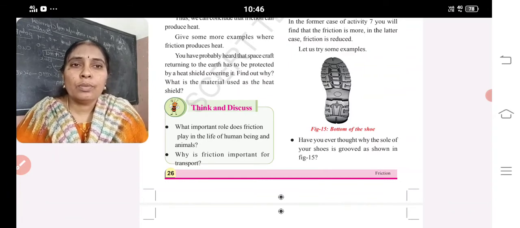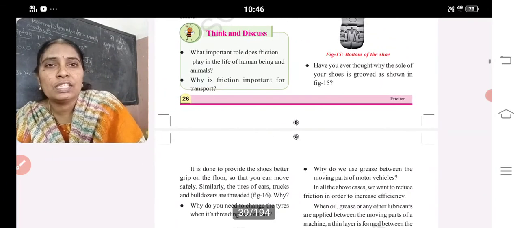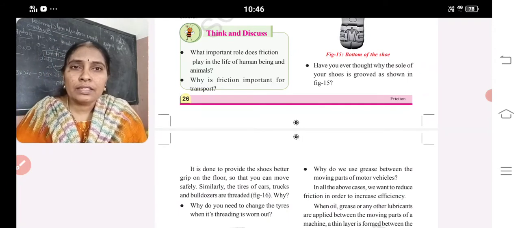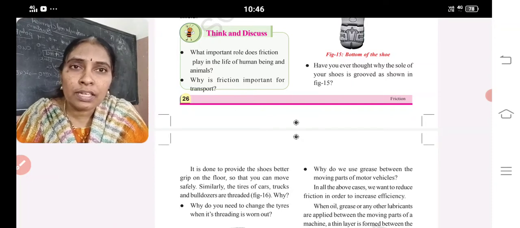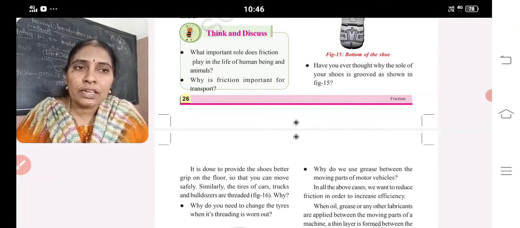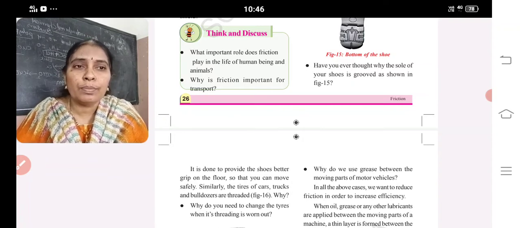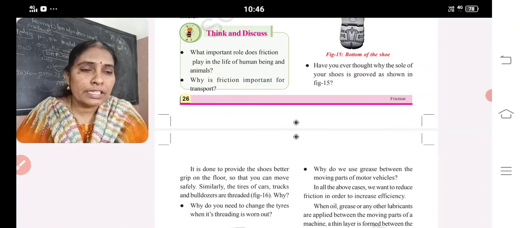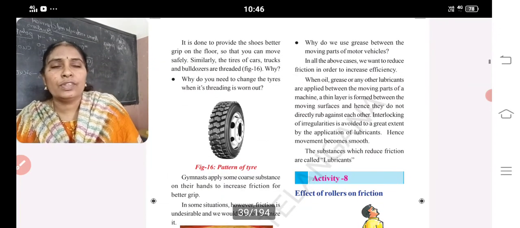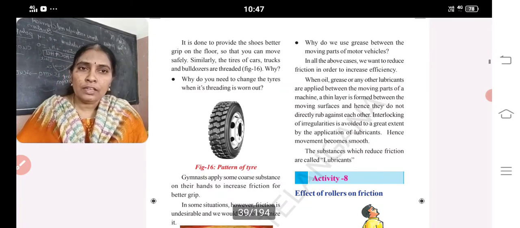And why is friction important for transport? If friction is not applied, what happens? If the friction force is not applied on the steering, the vehicle will stay there only because of gravitational force. So friction also plays a great role in transport, to move the vehicle from one place to another place. And how will we reduce the friction? Oiling, greasing, applying lubricants, paints, making a surface smooth. In this way we can reduce the friction.